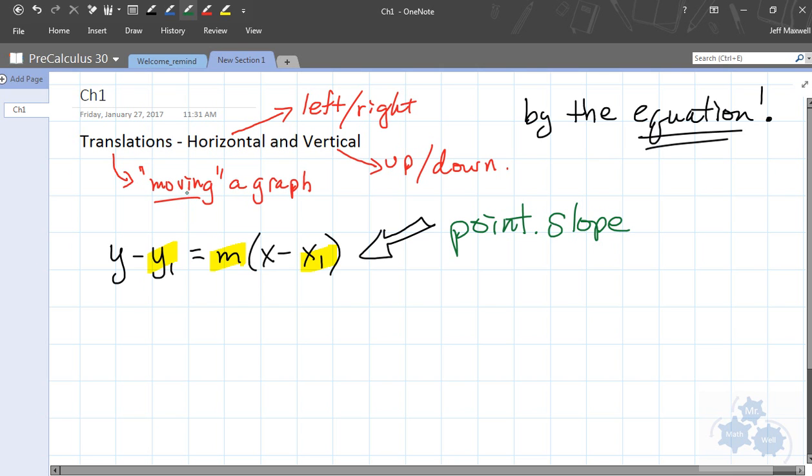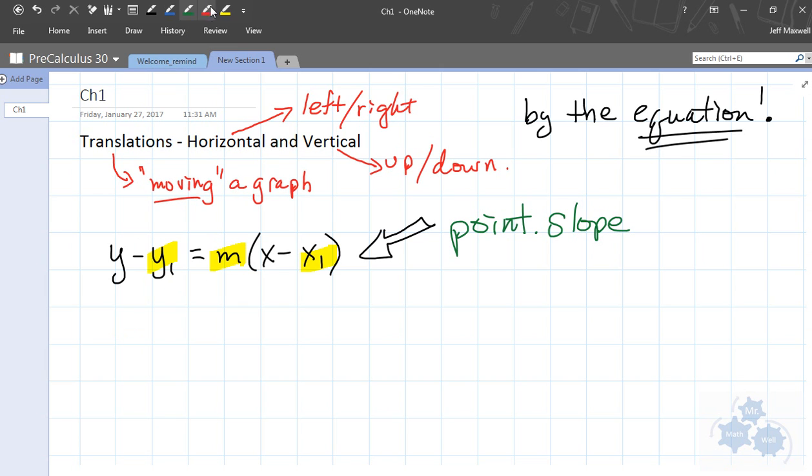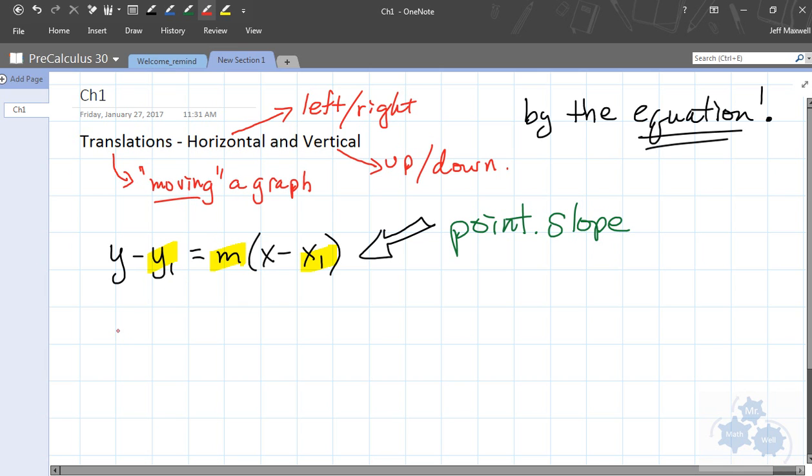in your textbook there, instead of writing it quite like this, they write it a little different way. So I just want to highlight this here. They write this, y minus k. So it's kind of the same.